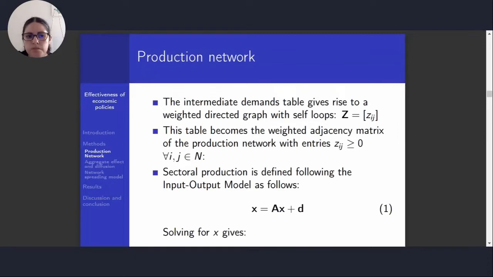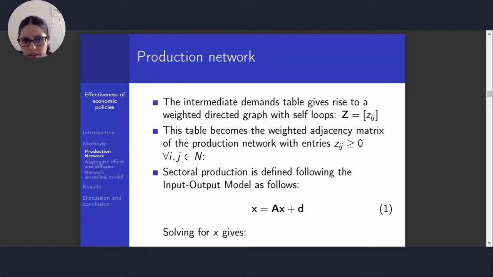So the input-output model, I don't know if everyone knows it, but it gives us how total production can be calculated from intermediate demands plus final demands of sectors in the economy. So once we have that, I just take the intermediate demands table, which is all the supply and demand of inputs between the sectors. This is the square matrix that I talked about. And this will allow me to represent the economy as a weighted directed network.